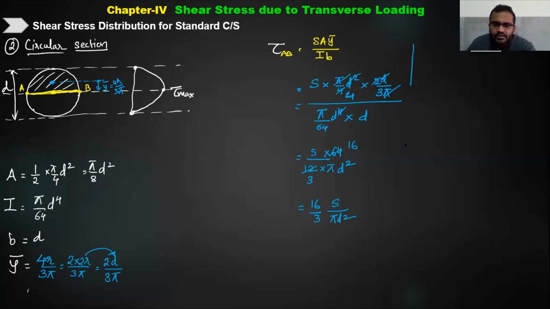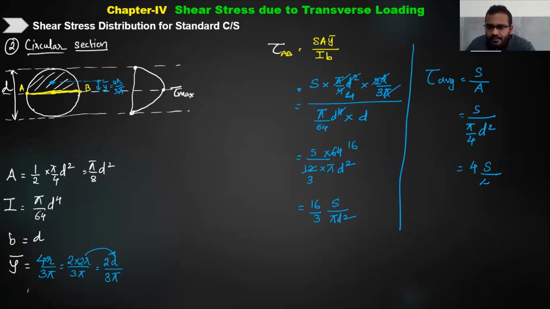Now let us try to get the average shear stress. The average shear stress is shear upon area. The area of the entire cross section is pi by 4 diameter square. So this 4 goes up, and 4S by pi d square is my average value of shear stress, right?